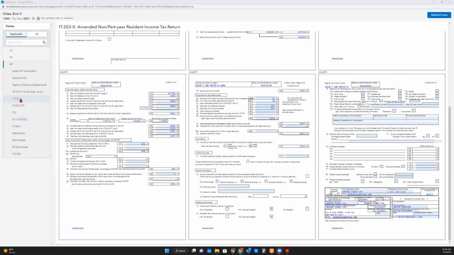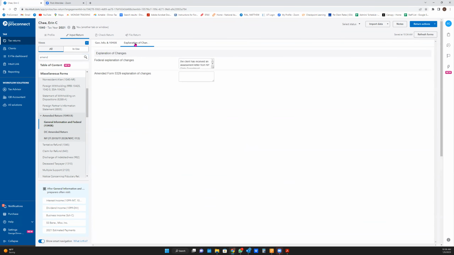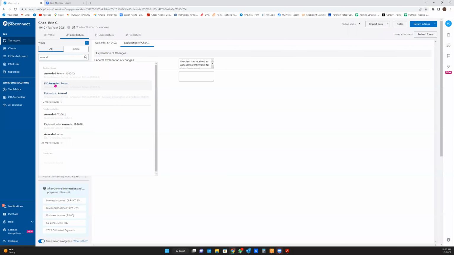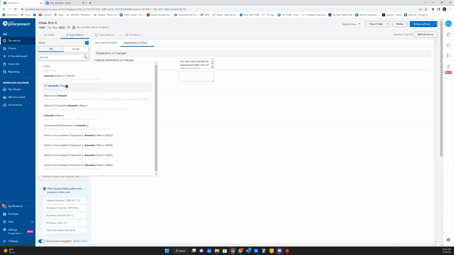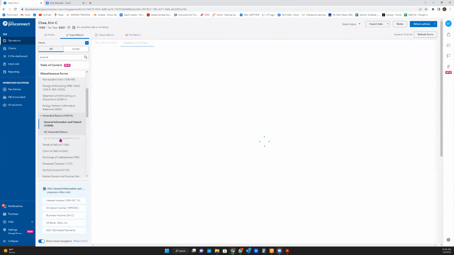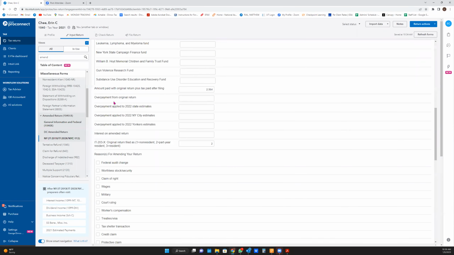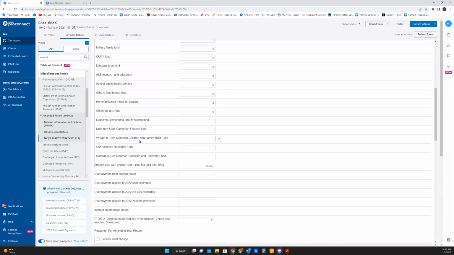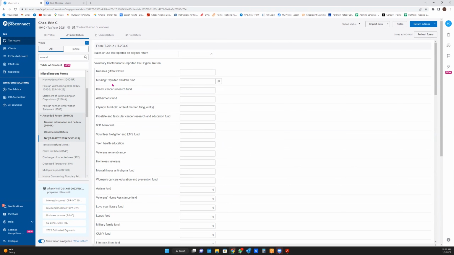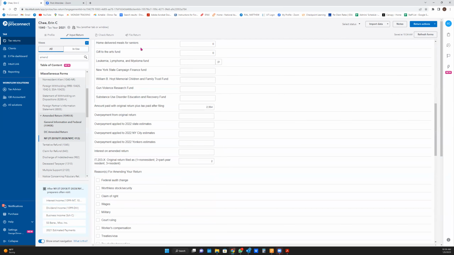So I usually search. We have made sure that everything is correct. Explanation of changes. So this is the federal explanation of changes. We have New York here. This is, by the way, where certain things need to be overwritten simply because the person made voluntary contributions on the original return or something along those lines, that's where you would actually do that. This is where you would also say how much the person has paid with the original return.